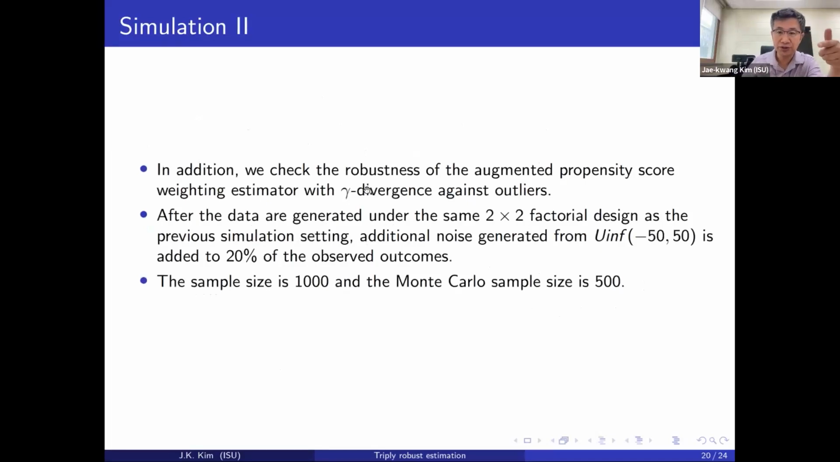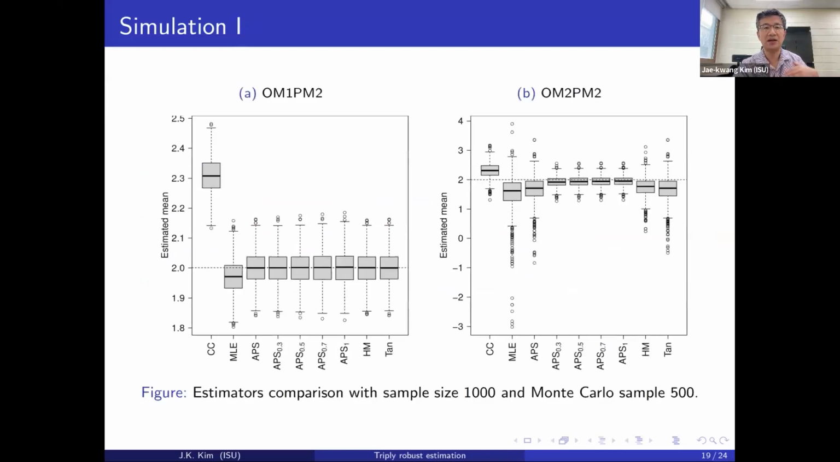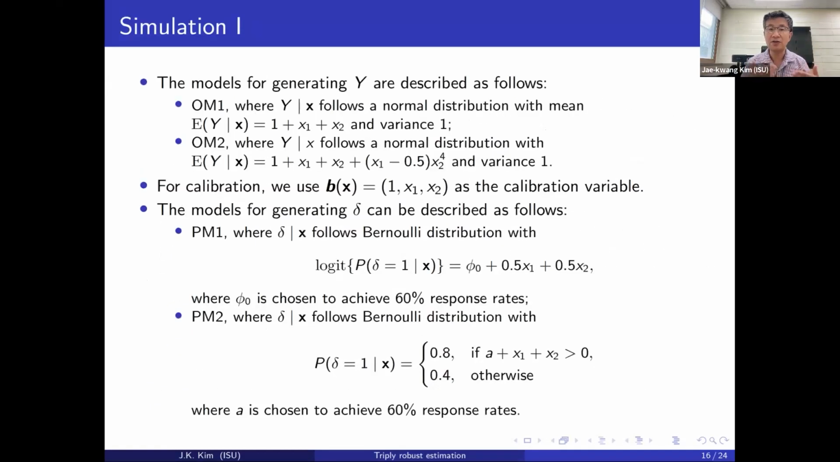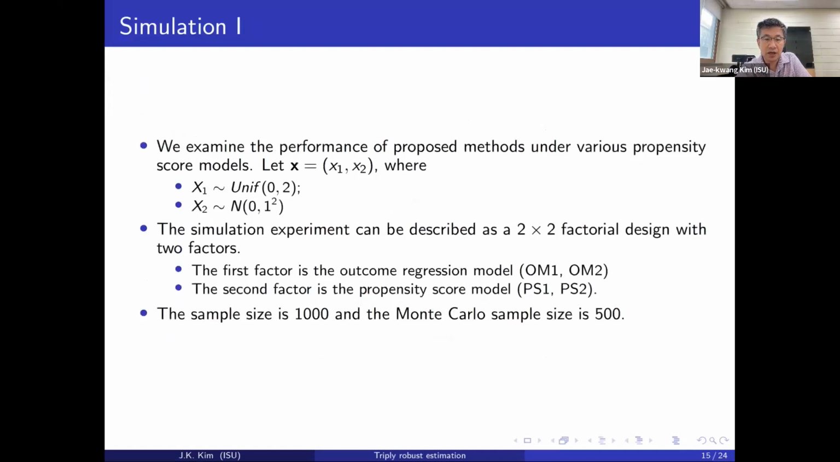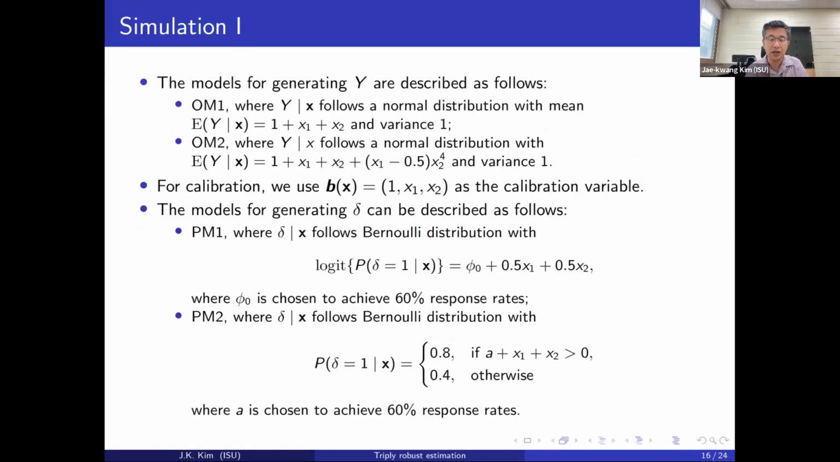That is simulation 2. In simulation 2, in addition to the 2 times 2 factorial design, we intentionally create noise. So simulation 1 presents the result without outliers, while simulation 2 shows the result with outliers. I'm not going to cover the details much, but basically OM1 is when the outcome model is true, and OM2 is when the outcome model is not true. PM1 is the same story: PM1 is when the response model is true, and PM2 is when the response model is not true.